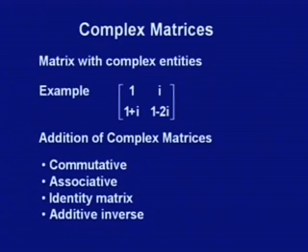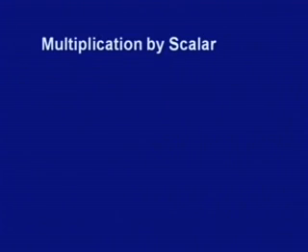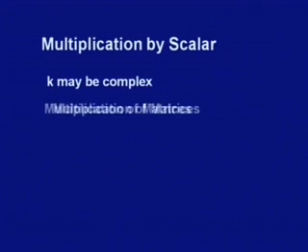Now, when it comes to multiplication by a scalar, k may be complex or it may be real, and when we multiply k by a complex matrix, the result will be a complex matrix. Whether k is real or not, the result will be complex.